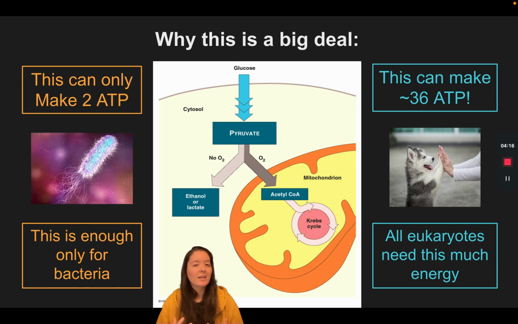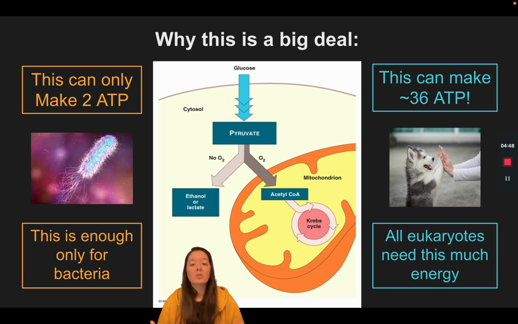This is really important, and it's kind of a big deal because glycolysis only makes 2 ATPs. It's energy, but it's not a lot of energy. And it's only enough for those really small organisms like bacteria. The majority of the macro organisms, or larger than bacteria, do go through aerobic respiration because it makes way more ATP, or energy. We're looking at about 36 ATP, depending on the efficiency of the organism and their mitochondria.